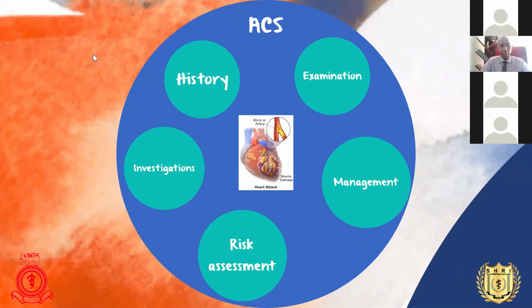Fine. Acute myocardial infarction or acute coronary syndrome. Acute coronary syndrome includes unstable angina, non-STEMI, and STEMI. Definitely these patients need to be admitted and they have their own specific management. Stable angina also, if it is concerning, might need to be admitted. So how to identify acute coronary syndrome?